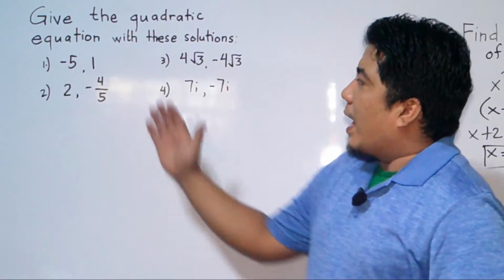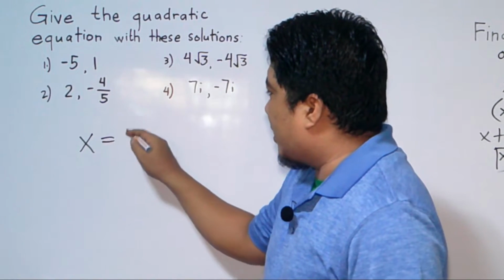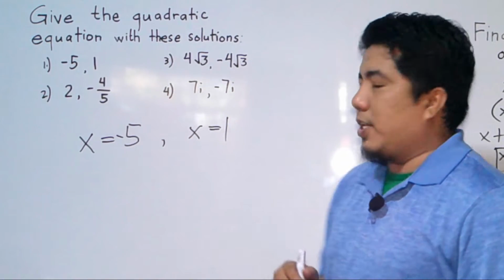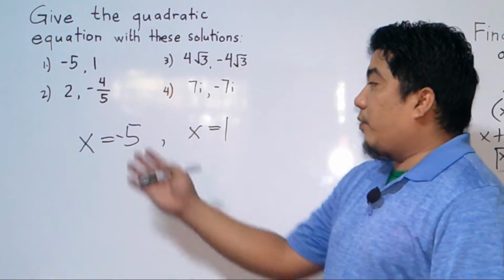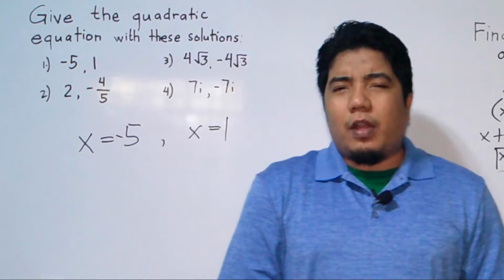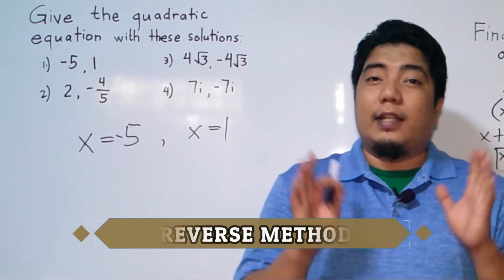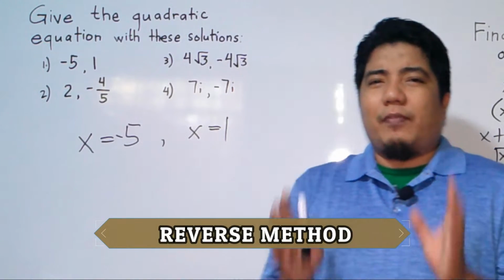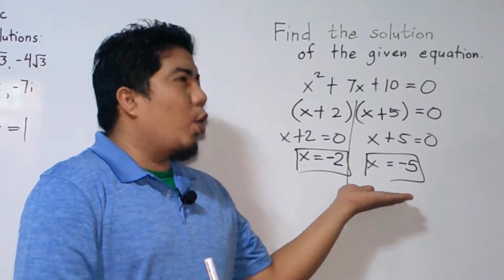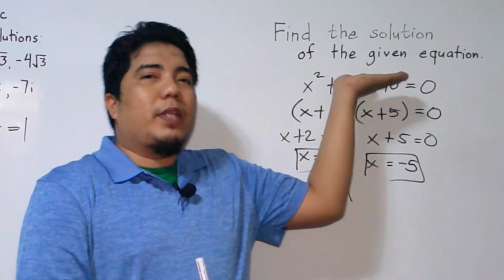So, let's start. Let's first focus on negative 5 and positive 1. The value of the first x is negative 5 and the second is positive 1. How do we obtain the quadratic equation if these are the two solutions of that certain quadratic equation? Okay, there are two methods that I will be teaching you. The first one is what we call the reverse method. When we say reverse method, that is just the same as what we did earlier, but we will be going backwards.